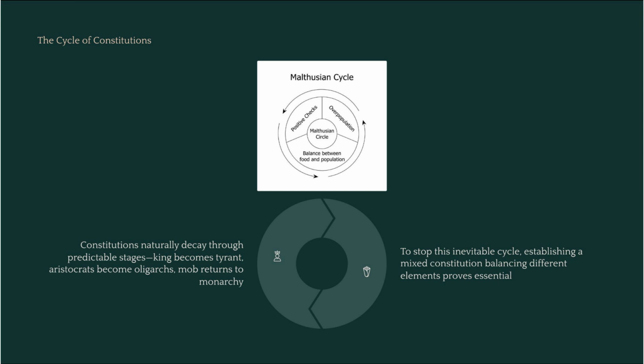Without these checks, we enter the cycle of constitutions. Regimes naturally decay through predictable stages. A king becomes a tyrant, aristocrats become oligarchs, and the mob returns the state to monarchy. To stop this inevitable cycle, Aristotle argues that establishing a mixed constitution, balancing different elements, proves essential.